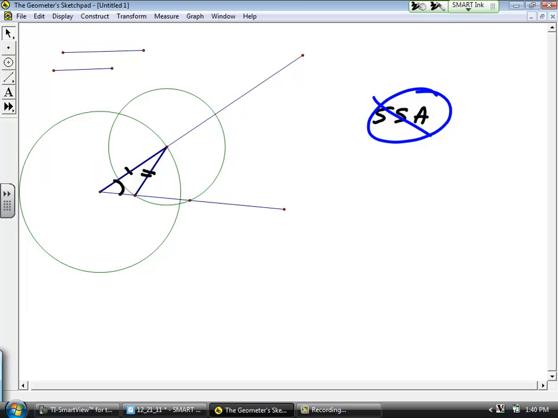What would this spell if we went around the other direction? ASS. Which is something that you would not want to write on your paper, right?